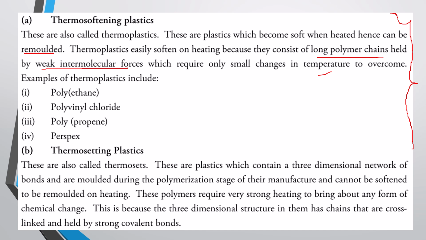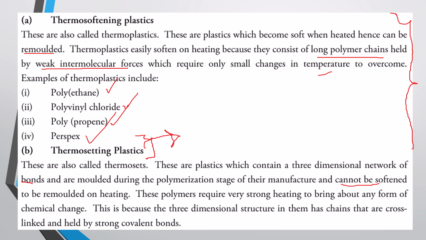Some examples of them, we are going to look at polyethylene, polyvinyl chloride, polypropylene together with perspex. But we also have what you call the thermosetting plastics. Now these are plastics that have a three-dimensional network of bonds which are very strong, and therefore they cannot soften during heating. A good example of this is melamine plates.